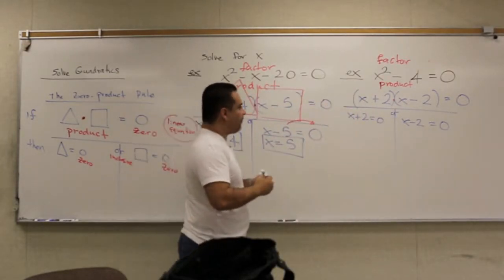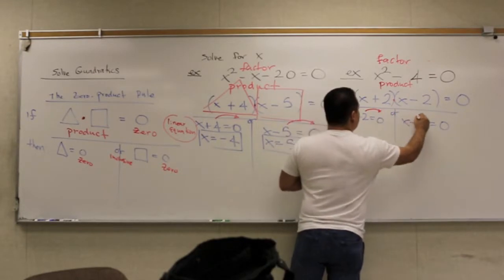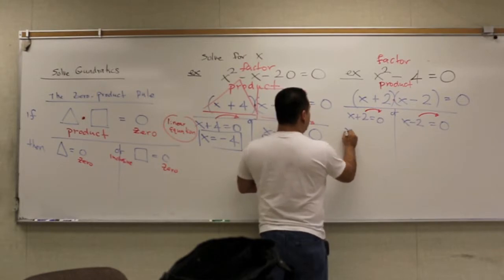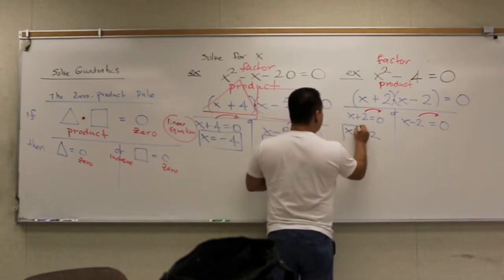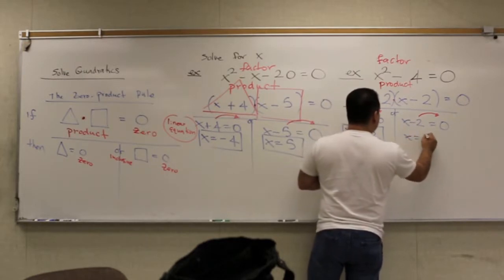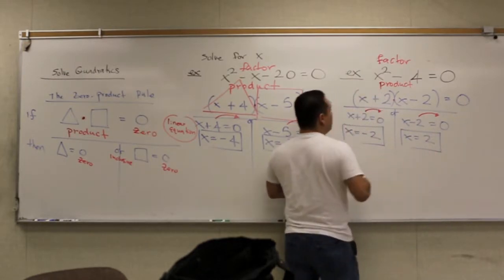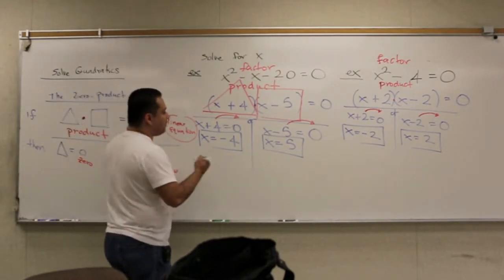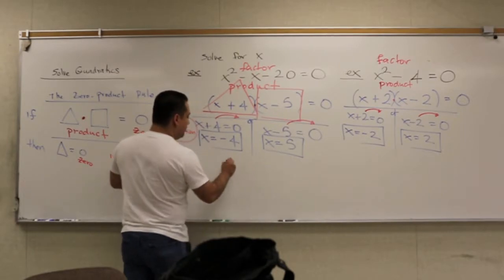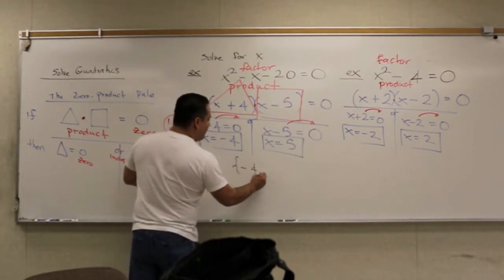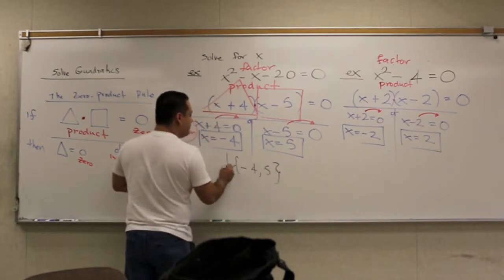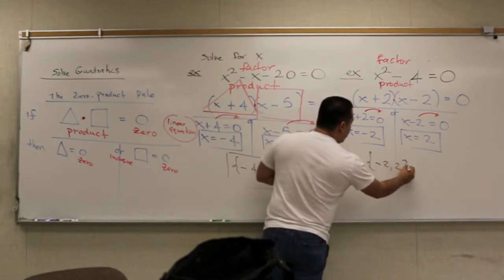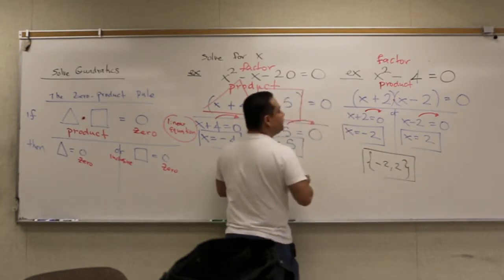Okay? Solve for x. See what you get. You get what? X is negative 2, or x is what? Positive 2. And by the way, if you look in back of the book, these are solutions, these are answers. You're going to see negative 4 comma 5. You're going to see set notation here, negative 2 comma what? Positive 2. Okay?